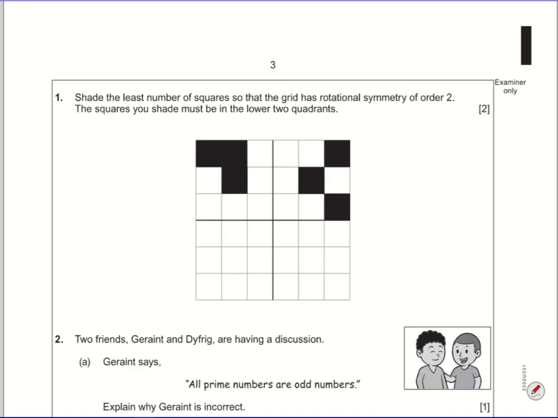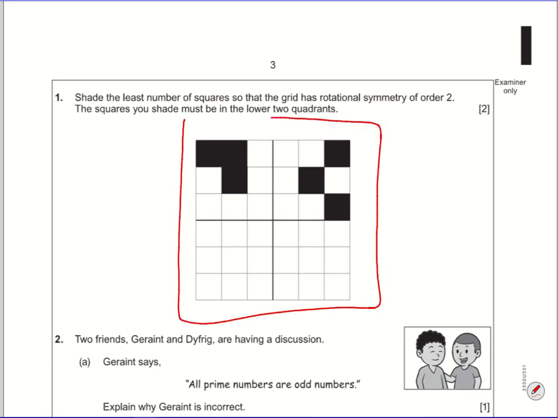Our first question here is a rotational symmetry. It's rotational symmetry of order 2, which means it needs to look the same when it's upside down. You'll need tracing paper for this question. But if you put your tracing paper overlapping on here, put your pen in the middle, trace the shapes, turn your paper halfway round and colour it in.